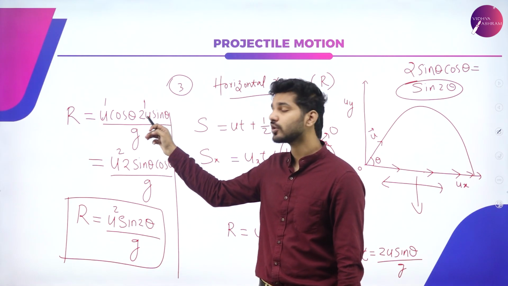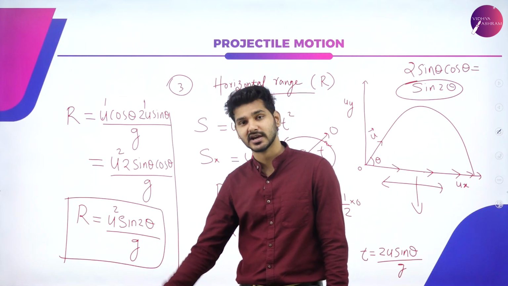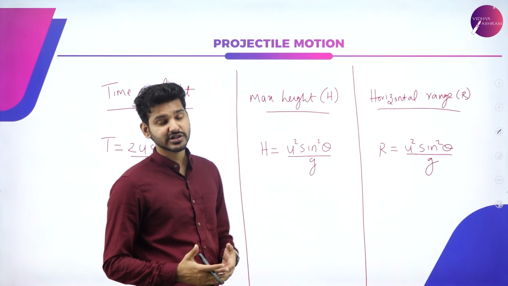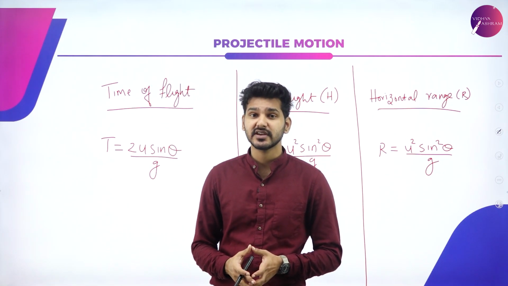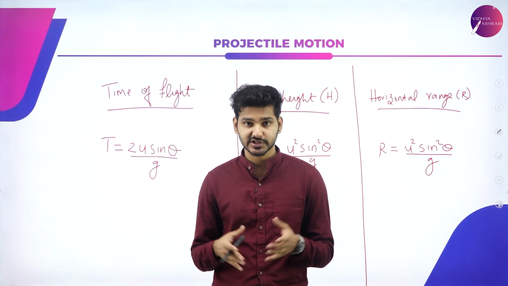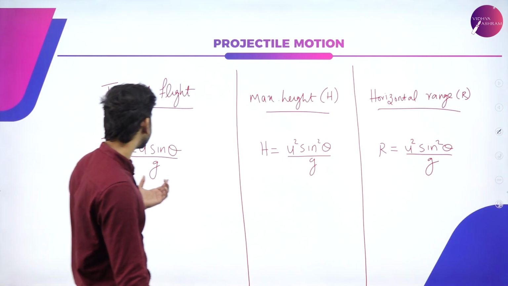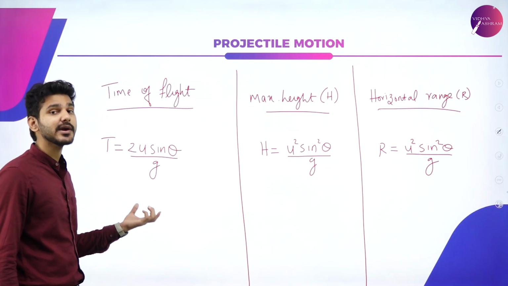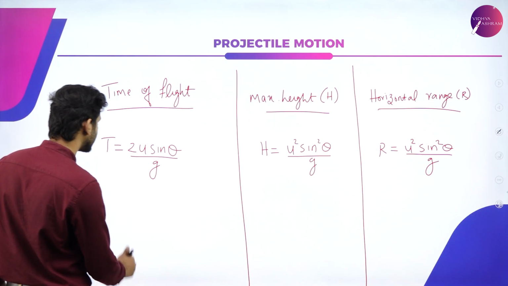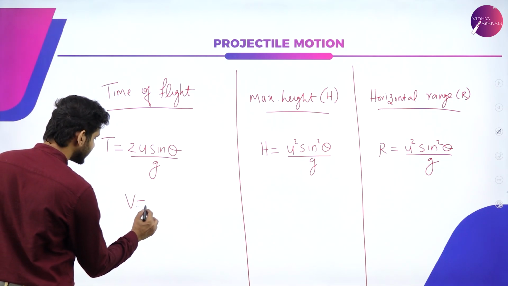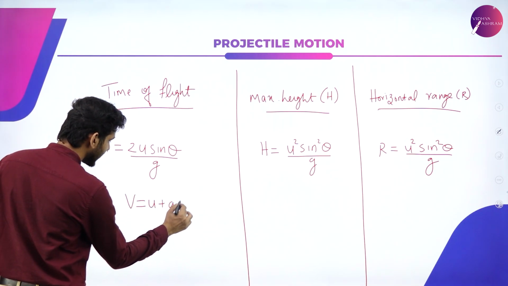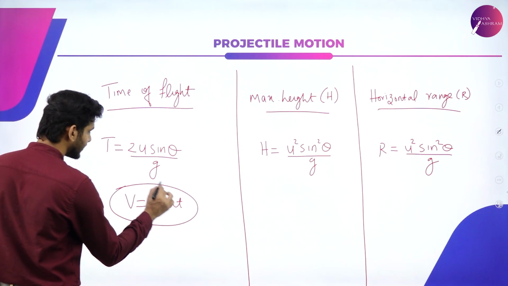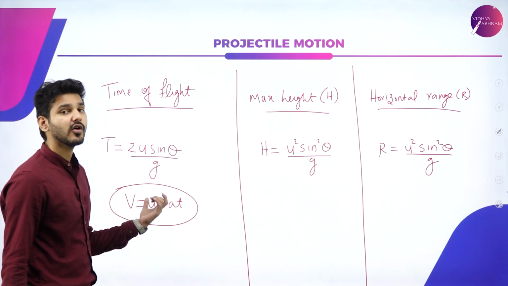And 2 sine theta cos theta is sine 2 theta. So regarding projectile motion, there are 3 important derivations and 3 important equations you should know. The first equation is 2u sine theta divided by g, that is the time of flight, obtained from the equation of motion v is equal to u plus at.